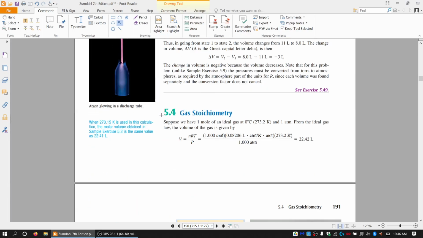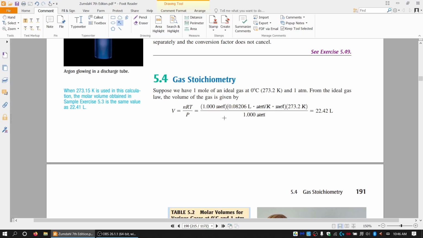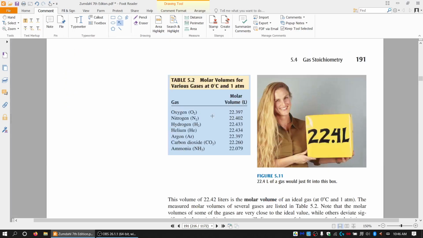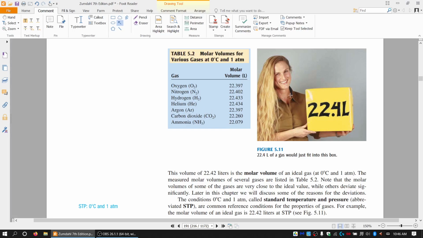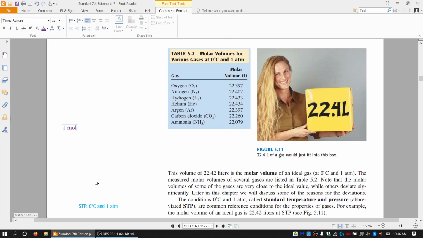You will run into gas stoichiometry. Gas stoichiometry works with normal stoichiometry, except the only thing is that you have this conversion that 1 mole of any gas is going to be equal to 22.4 liters at STP. And STP is standard temp and pressure. And standard temperature is 0 degrees Celsius, so it's actually colder than room temperature.